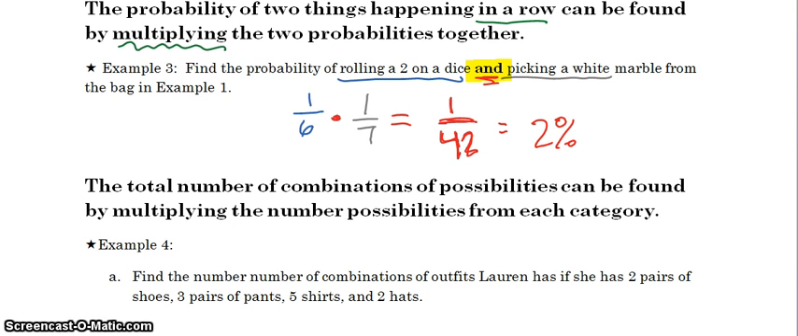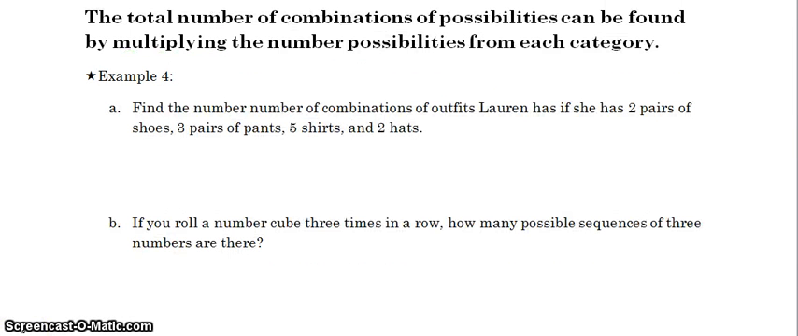All right, let's look at the next. Okay, for this one, we're going to be talking about combinations. The combinations of possibilities, and that can be found by multiplying the number of possibilities. So our first example is talking about combinations of outfits. Lauren has 2 pairs of shoes, 3 pairs of pants, 5 shirts, and 2 hats. And we want to know how many different combinations of outfits she can have.